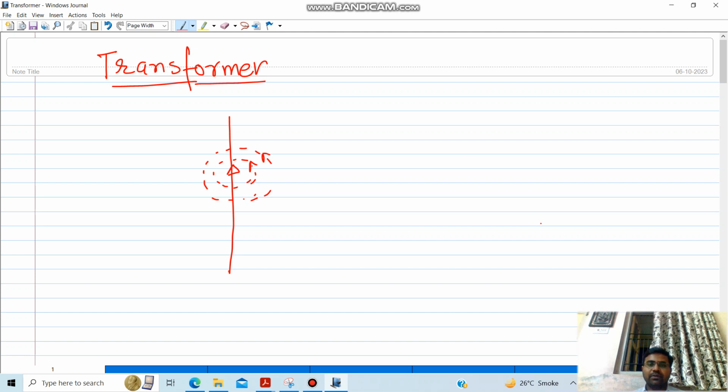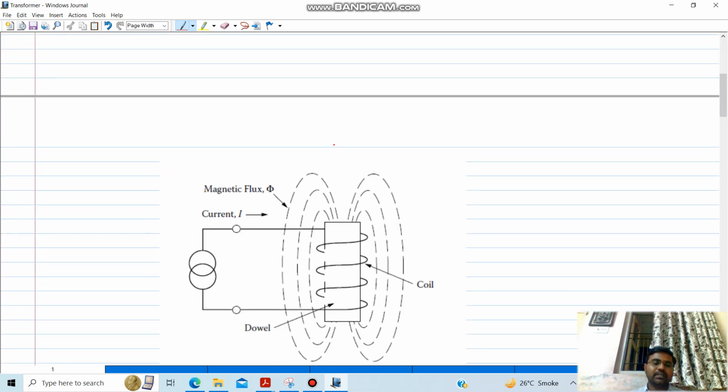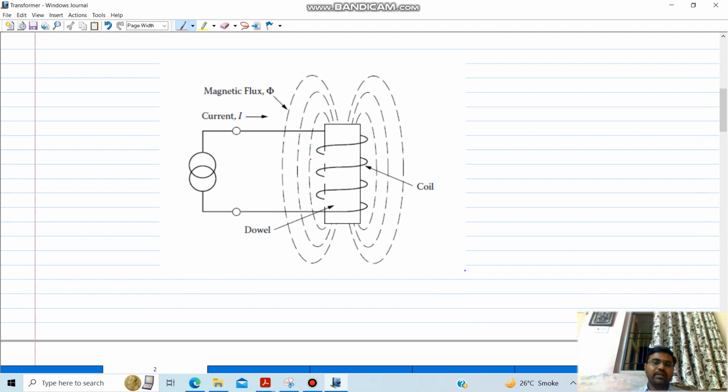Now if your current is in the downward direction, then also flux will be produced, but the flux will be in the clockwise direction like this. So this is something showing a flux. Now here, as there are not many turns, this flux will be very low. So here we have to transfer power through the flux path, so that's why we have to make the flux very powerful.